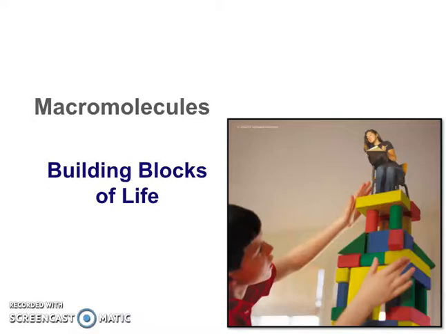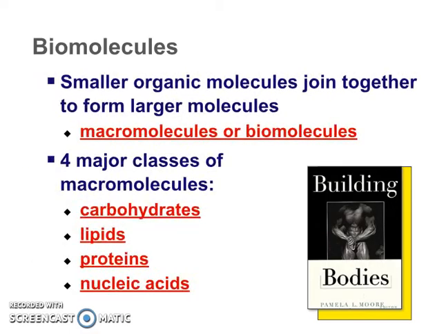Hey guys, so today we're going to talk about macromolecules. Sometimes they're also called biomolecules. So basically, these are organic compounds. Organic compounds are made up of carbon, hydrogen, and usually oxygen too. They are divided into four major groups. So you've got carbohydrates, lipids, proteins, and nucleic acids.